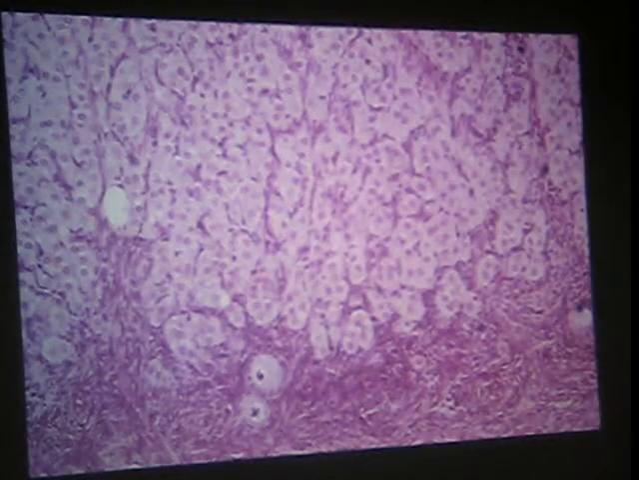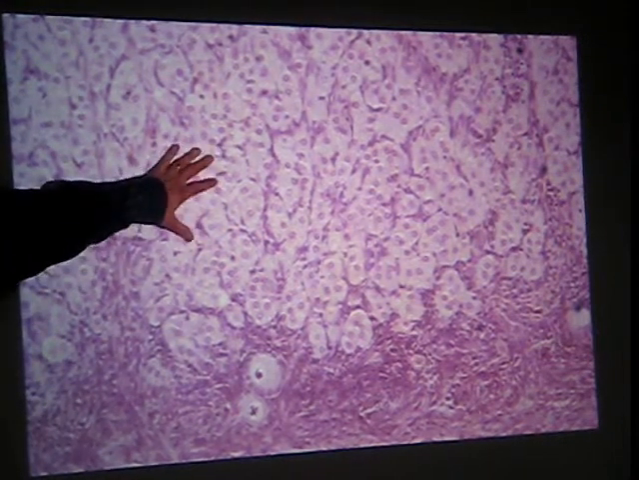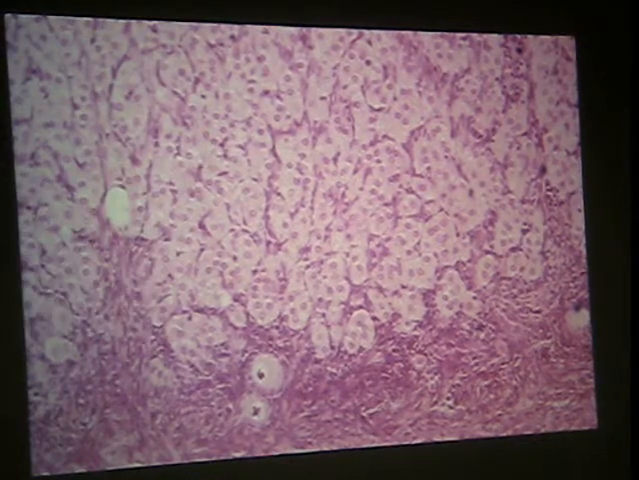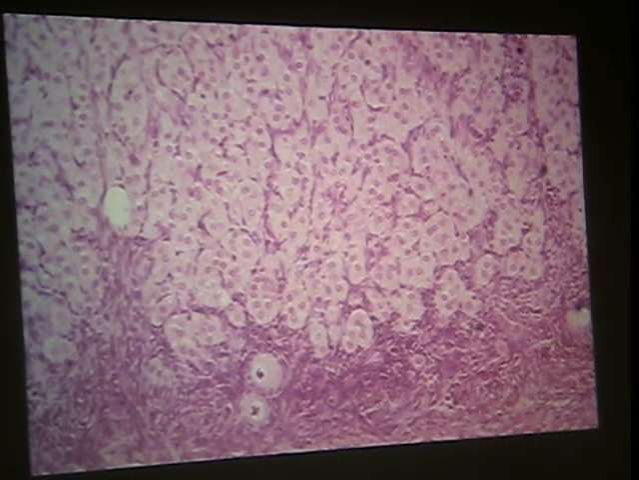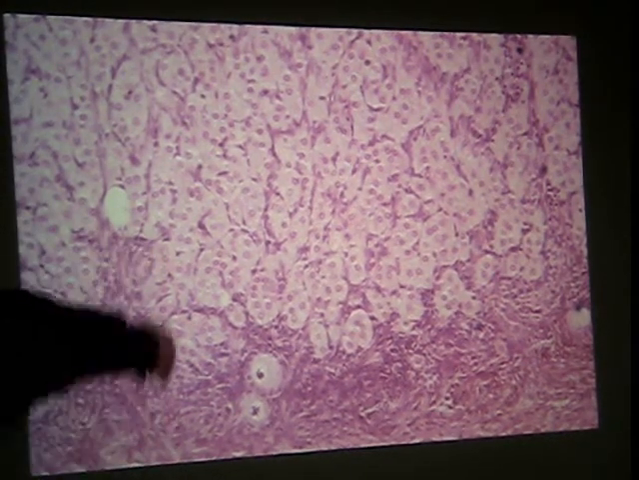Kind of a higher power shot of the corpus luteum. So you have, for the most part, granulosa lutein cells here. The thecal lutein cells are smaller and they can be tough to find. Generally, you find them associated with the connective tissue and blood vessels that are running in there.